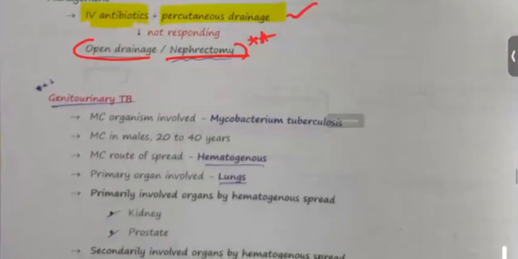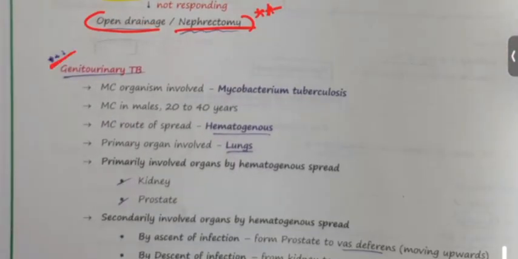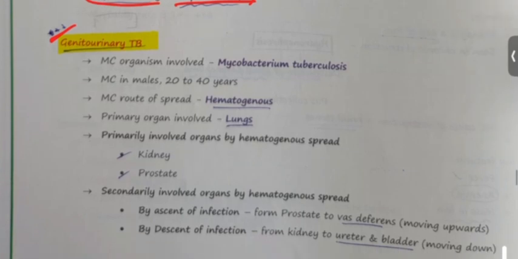After this we are coming to the main pathology, that is genitourinary TB. This will include the entire genital and urinary part of the anatomy where TB is affecting us. The most common organism, as we all know, is Mycobacterium tuberculosis. It is most commonly seen in males in the 20 to 40 years age group. The most common route of spread in genitourinary TB is hematogenous, not contact or aerosol route.